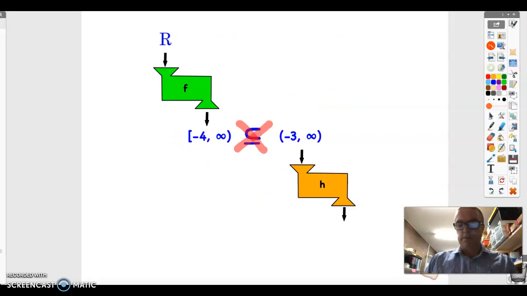This is what we're talking about with respect to the diagram. So we've got our function h. It can only accept any numbers above -3. This is our function f, which currently accepts all real numbers and outputs values that start at -4 and go all the way to infinity. And this is a bigger set of values than the values that can be taken into h. So that's the problem with this composite function.